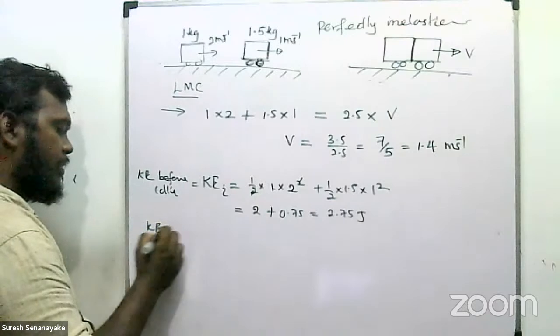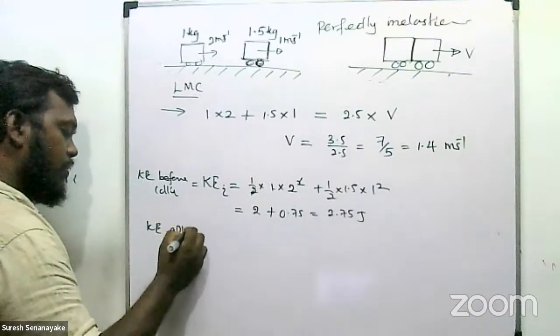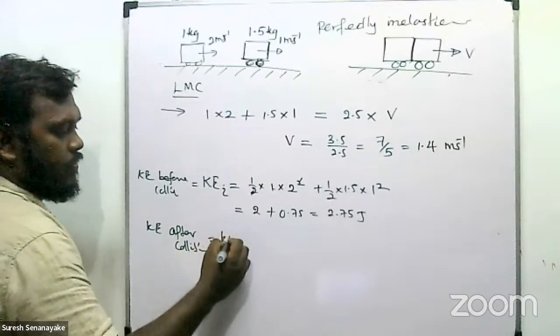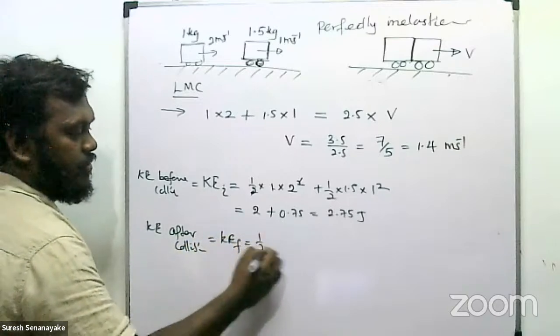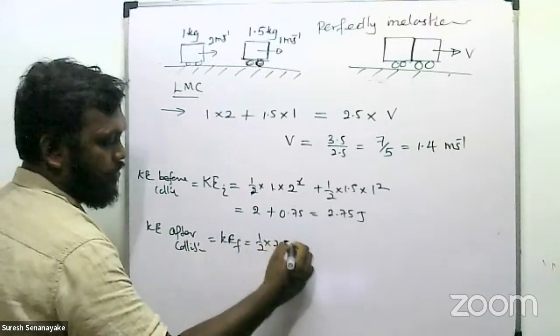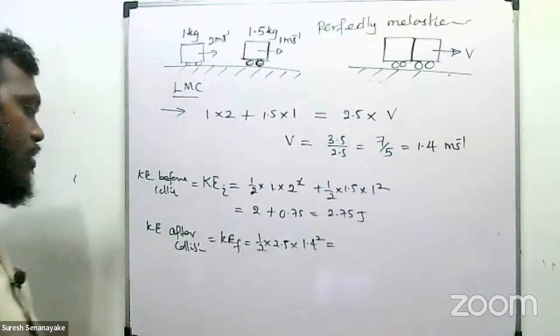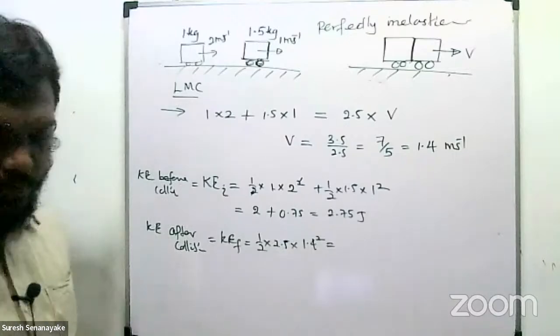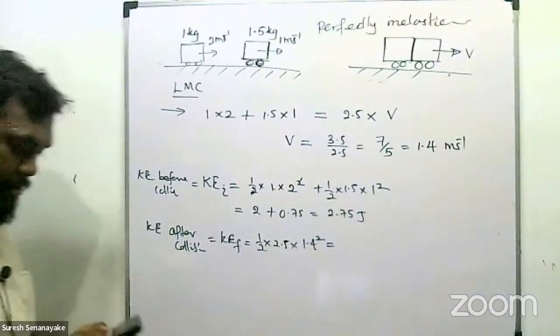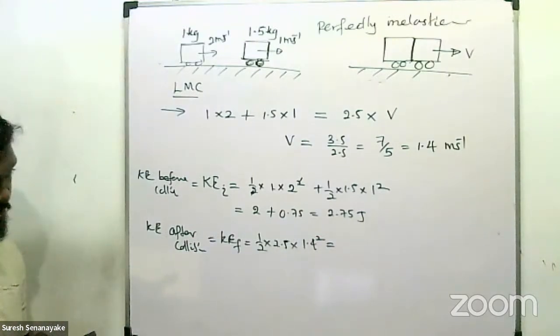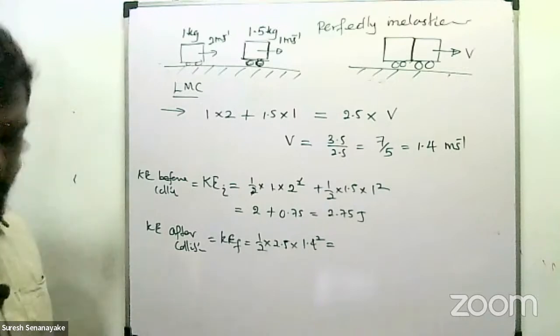Then the kinetic energy after collision is half into the total mass 2.5 into the velocity 1.4 squared, which is 2.45.